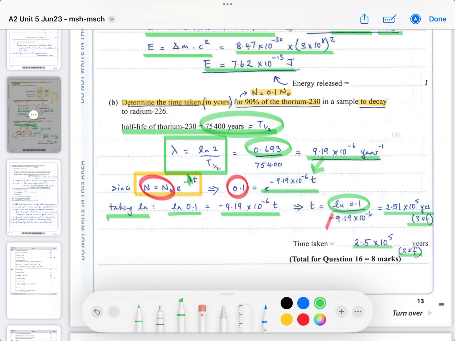Remember, there's 3 stages of learning physics. The concept, that you've got to understand why it's happening. How does it happen? How does physics work? That's just the ideas in physics.